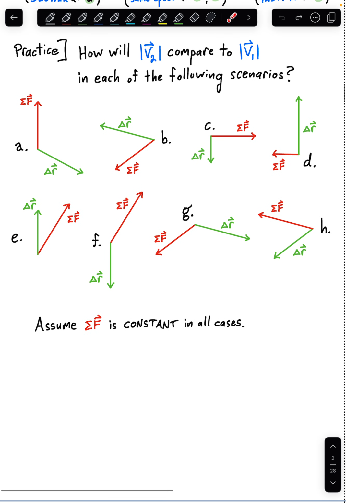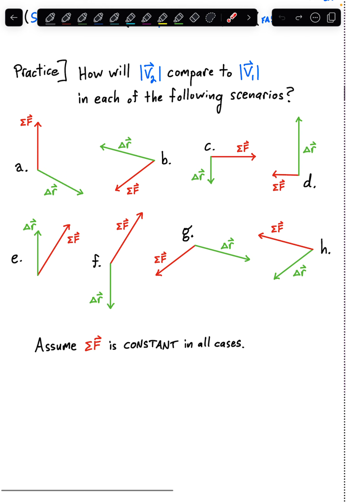All right, that's the idea. Practice this yourself. Here are 8 scenarios. In each case, I've only shown you the net force vector on the object and the displacement vector between 2 moments in time. You're not shown the path of the object or any other information, just those 2 vectors. And with that information alone, can you determine whether its final speed will be greater than, less than, or equal to its initial speed? Go ahead and assume it's a constant net force in all these cases.